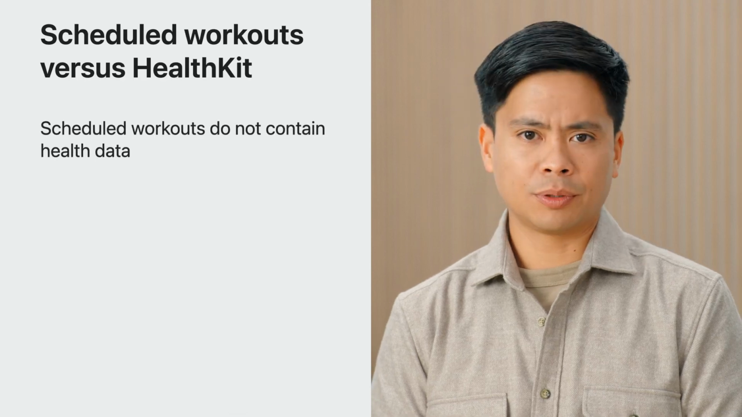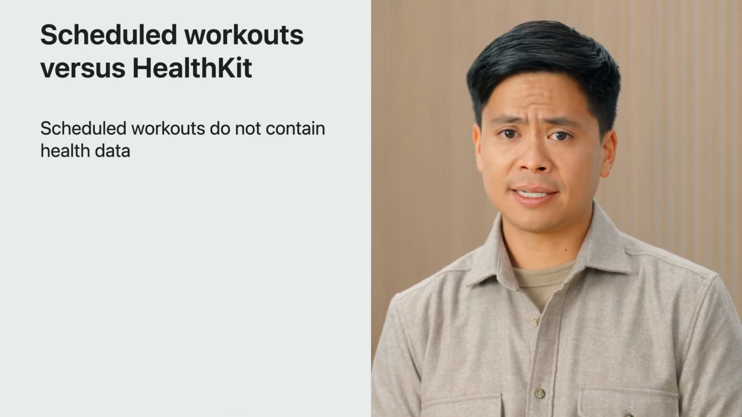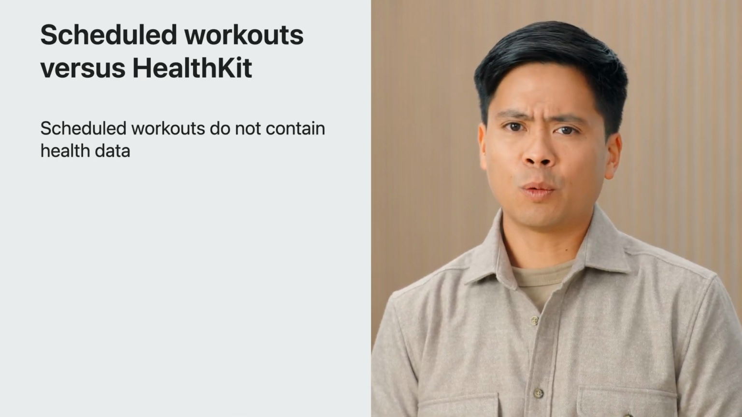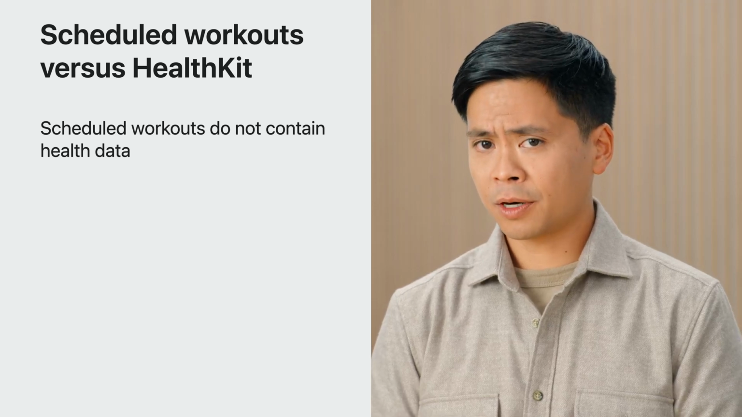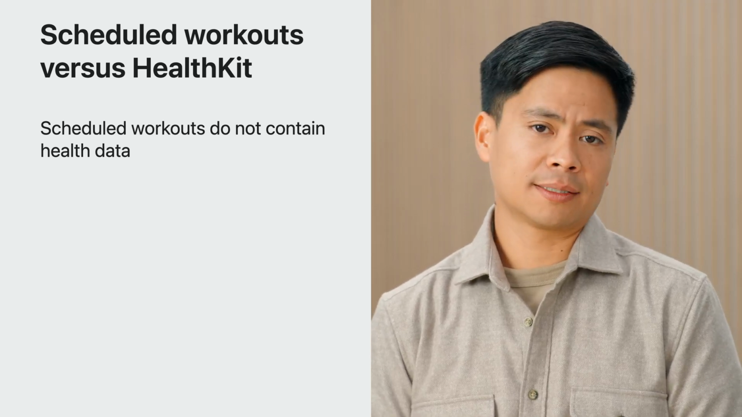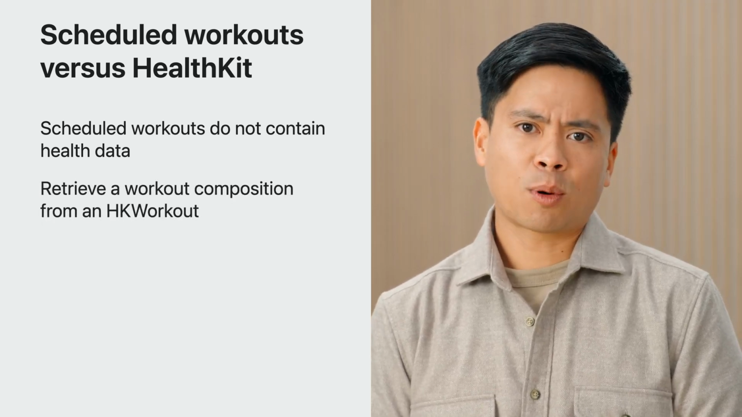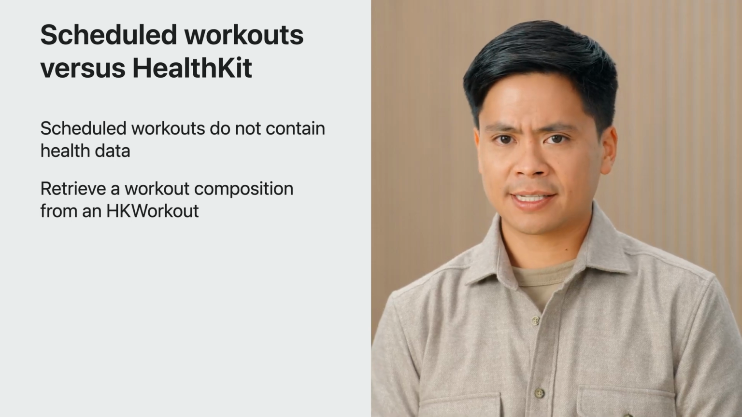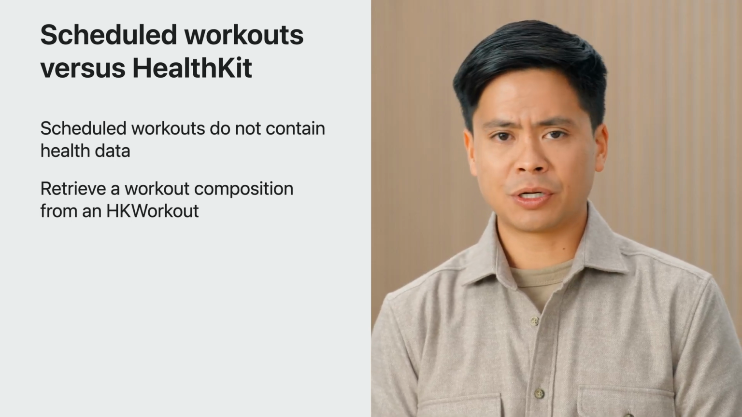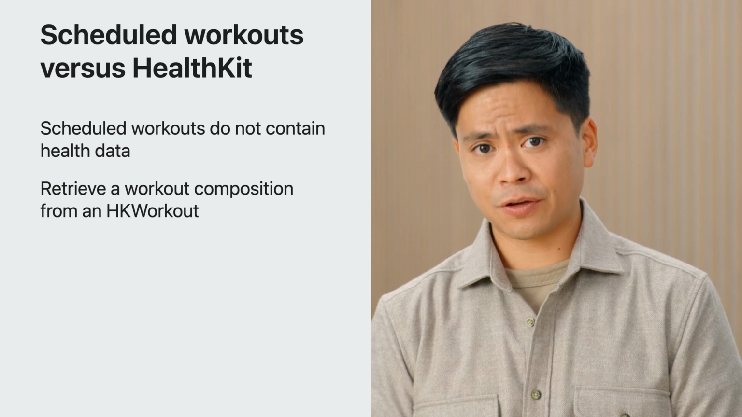When querying scheduled workouts, they only contain the composition you created, the scheduled date, and whether or not the workout was completed by the user. They do not contain any health data. So if you want actual health statistics from a completed workout, refer to the HealthKit APIs. And as part of WorkoutKit, we're providing an extension on HKWorkout to retrieve a workout composition, if it's available. Now, I'll hand it over to Aparaj to show you how to schedule workouts using WorkoutKit.